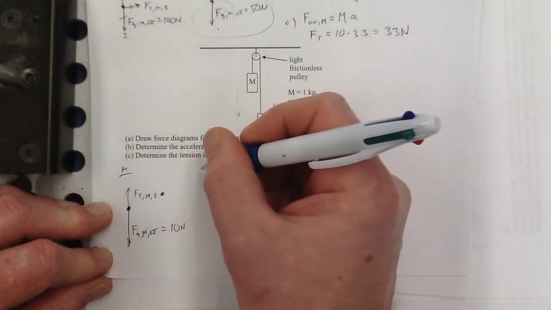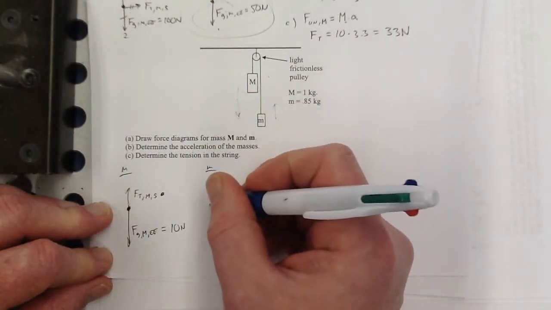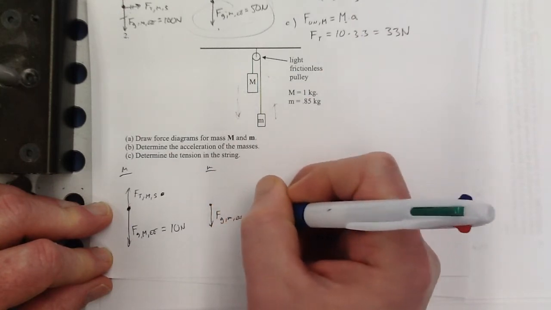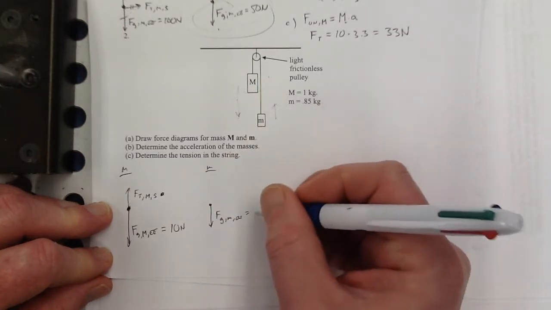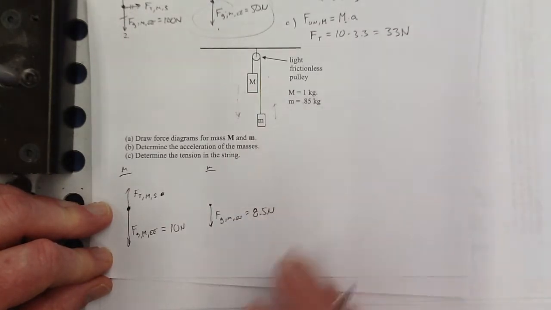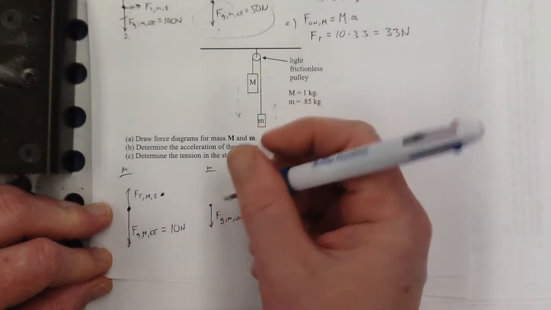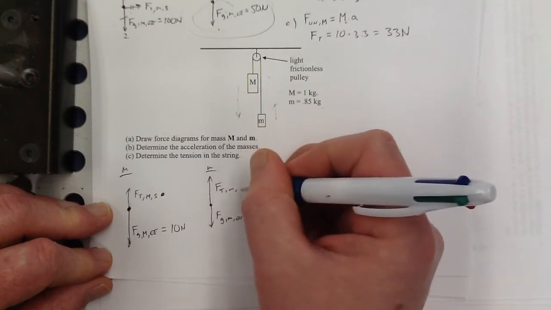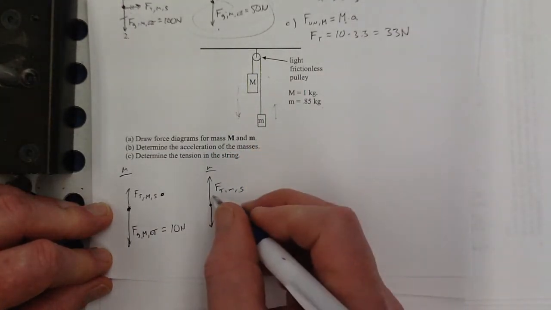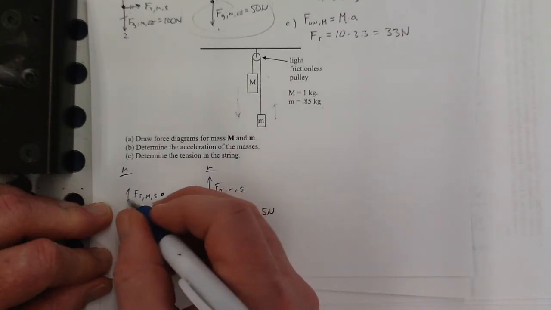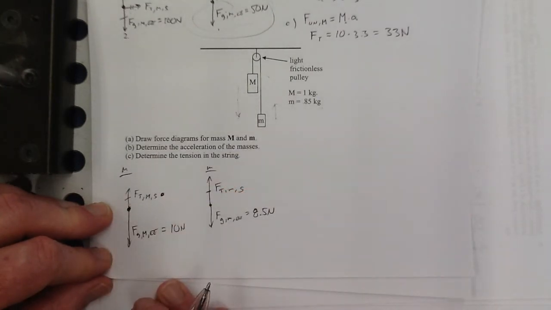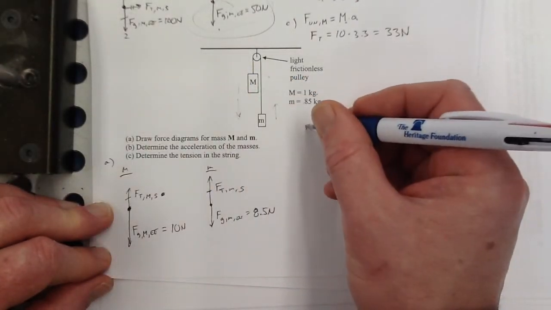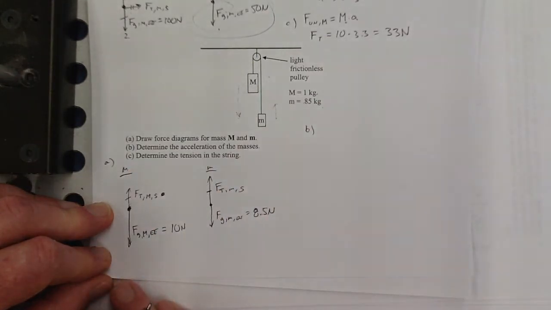That's for big M. For little m, I've got the force of gravity on little m from the entire Earth is 0.85 times 10, is 8.5 newtons. And this one's going to accelerate up, so the force of tension on this one is winning. Little m from the string. And that is the same string, so those tension forces are equal. Okay, that's part A.